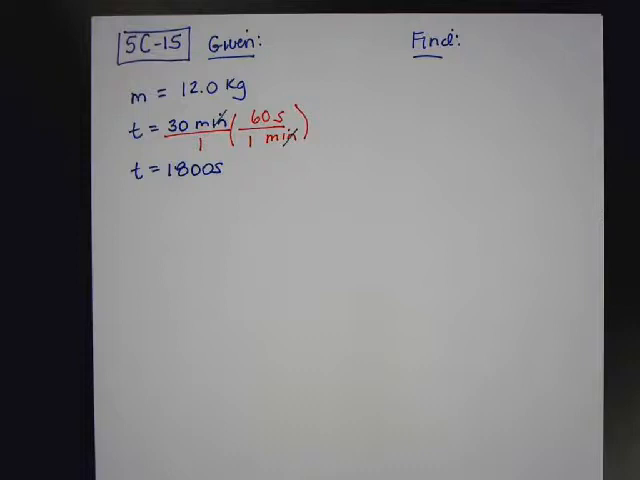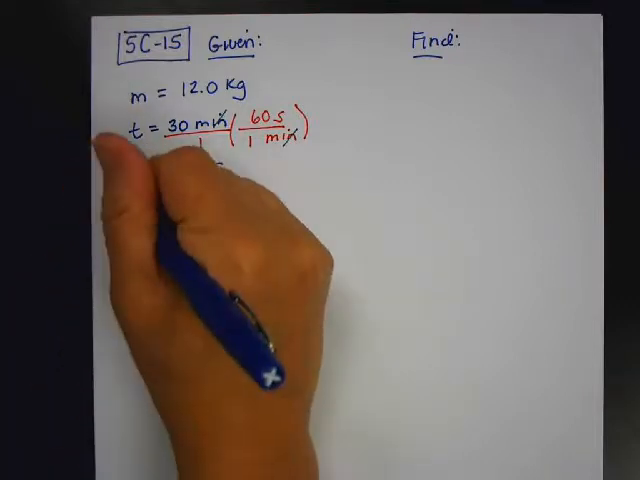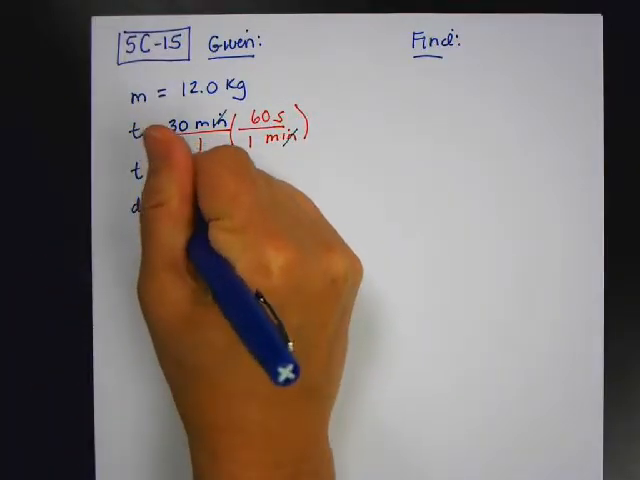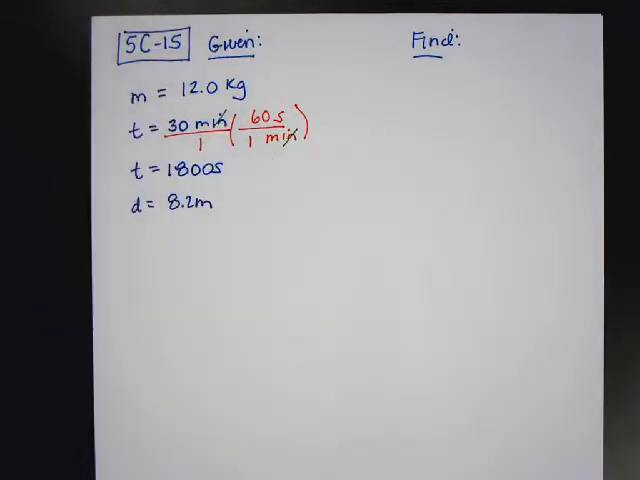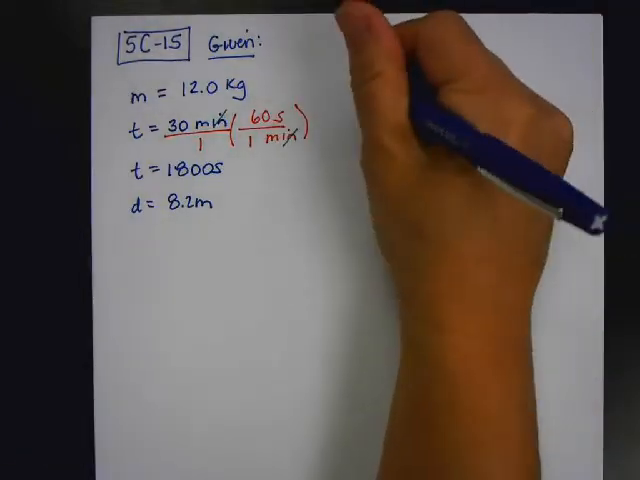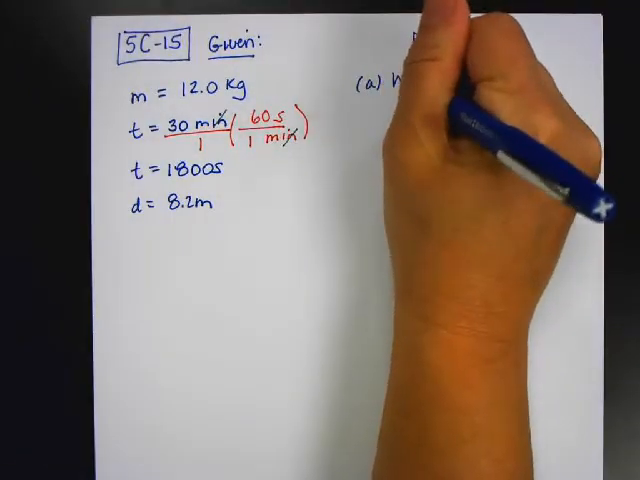So again, I'm chunking. I'm reading, I'm writing, I'm reading, I'm writing. The climber is 8.2 meters above the starting point. So now I know that D is 8.2 meters. Part A: how much work in joules is done on the backpack? So I want to find the work on the backpack.